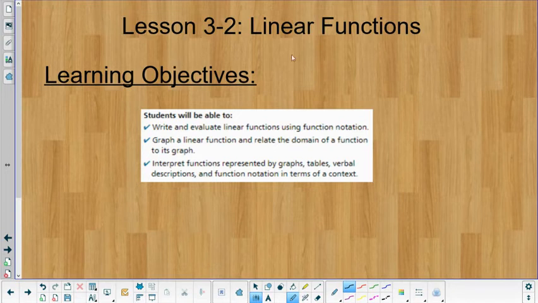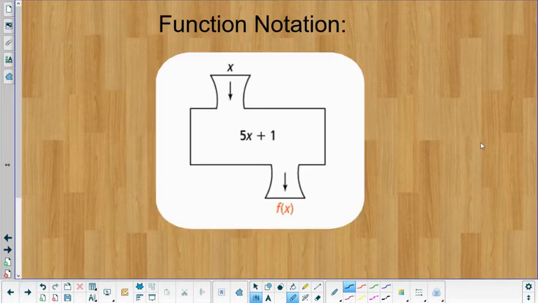Okay, so now we're getting into 3.2. This is the part that is more new and may not necessarily be reviewed from last year. Function notation. So I have this function machine here. Our input or our x value, our domain, is going into the machine, and then our output or our y value is coming out of the machine. Now they have called this f of x. F of x is the same thing as y. Okay, so whenever you see f of x, I want you to think of y.